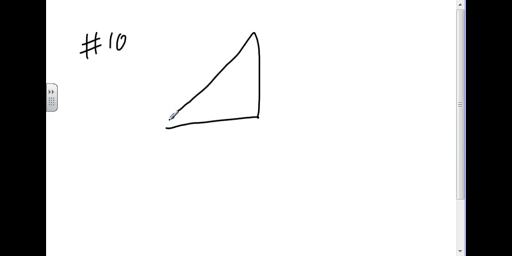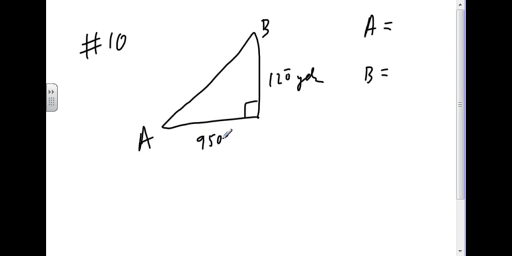Okay, moving on to number 10. Let me check how far this goes. Only to 34. Number 10. It looks like pretty much the same thing again. I don't know A, I don't know B, but I do know that this side is 120 yards and the B side is 950 yards.